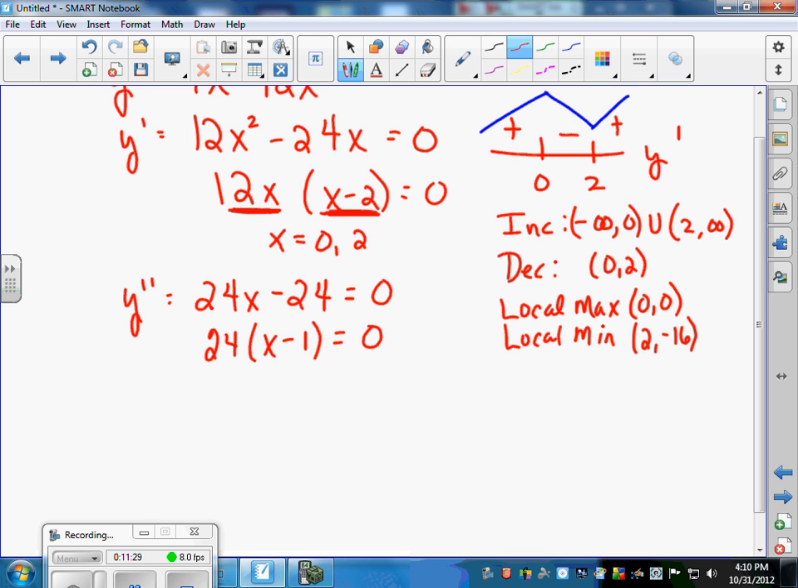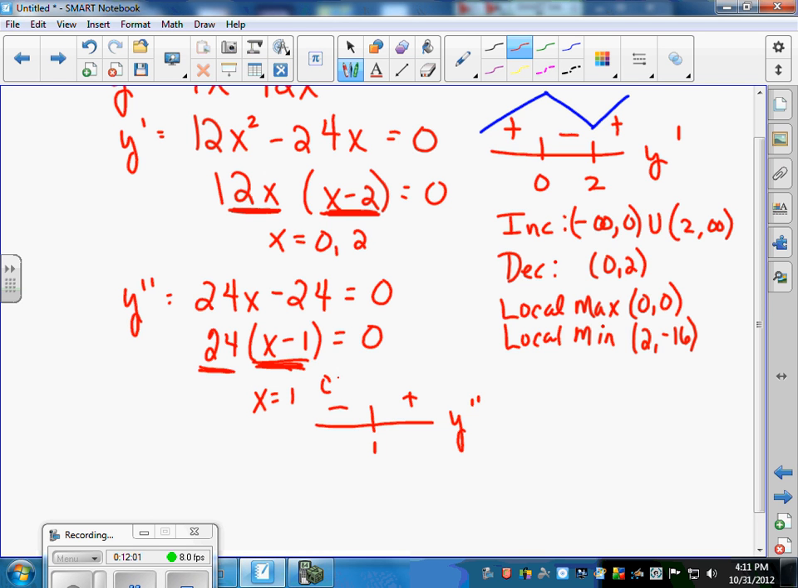If I factor out the 24, the only place where this could be equal to 0 would be at x equals 1. So I'm going to do a sign chart now for y double prime. I'll pick a number less than 1, like 0. If I put it back into the second derivative, I'm going to get a positive, then a negative, so that's negative. If I do something bigger than 1, like 2, I'm going to get a positive and a positive.